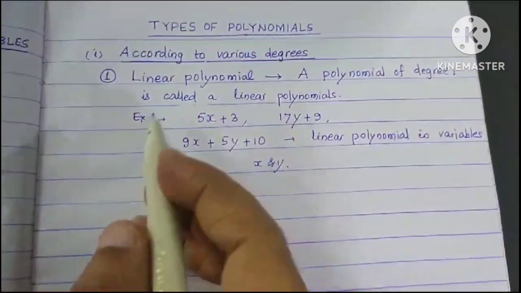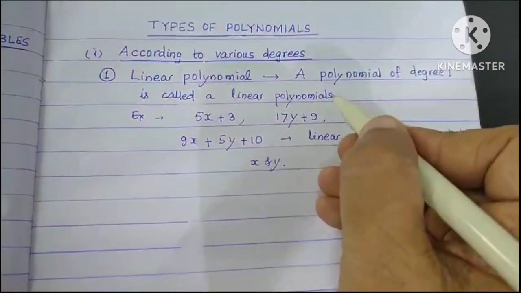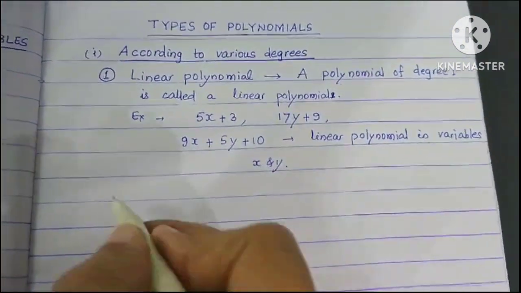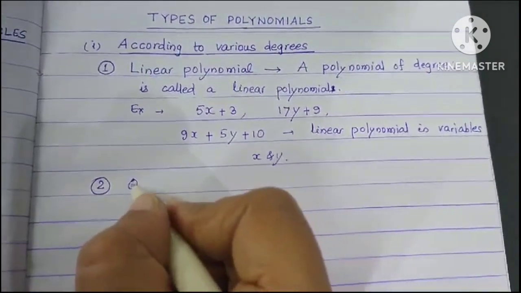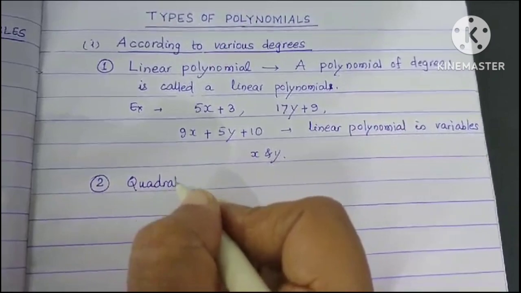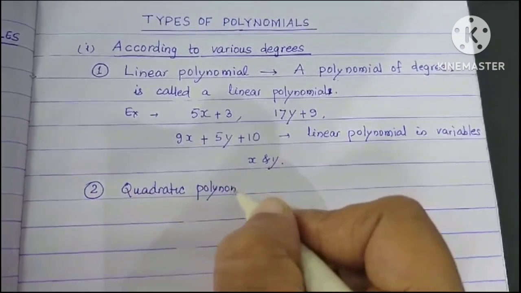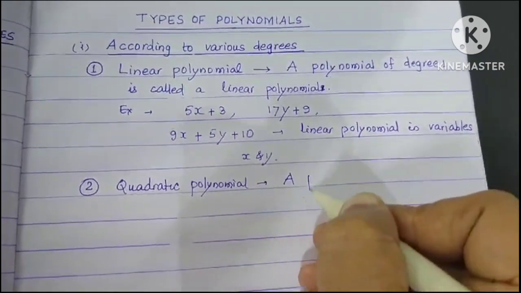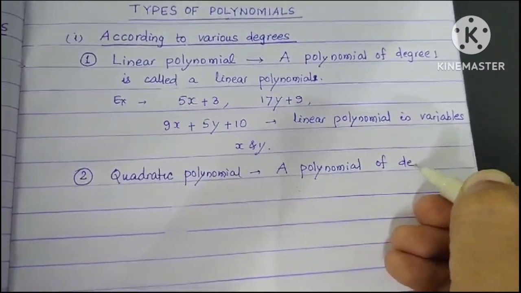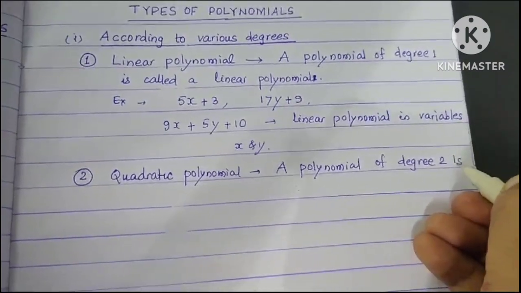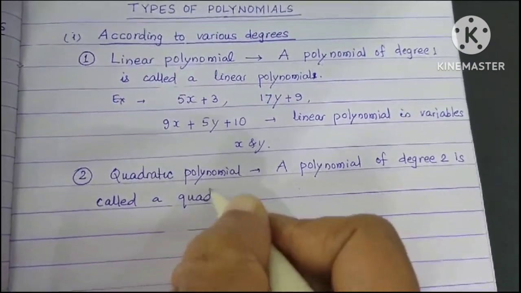So this is very clear. A polynomial of degree 1 is called a linear polynomial. Now let's come to the second one. The second one is the quadratic polynomial. This type of polynomial will have degree 2. So the definition will be like this: a polynomial of degree 2 is called a quadratic polynomial.